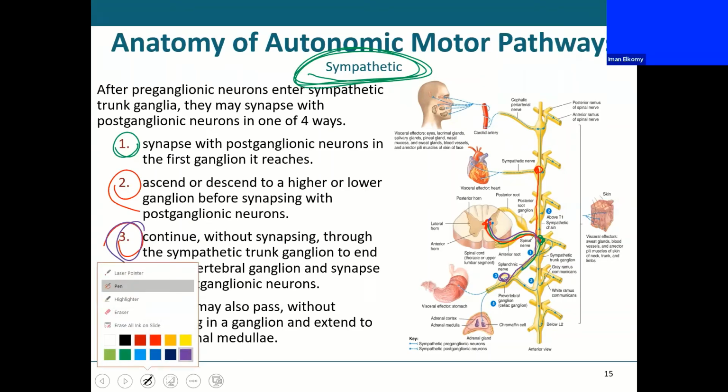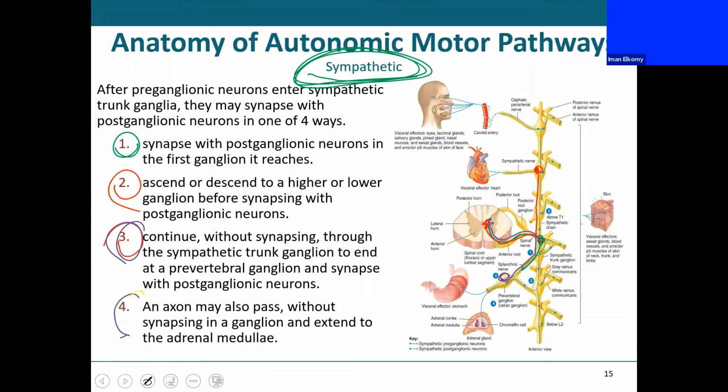Oh, different coloring, man. I'm running out of colors. Option number four.